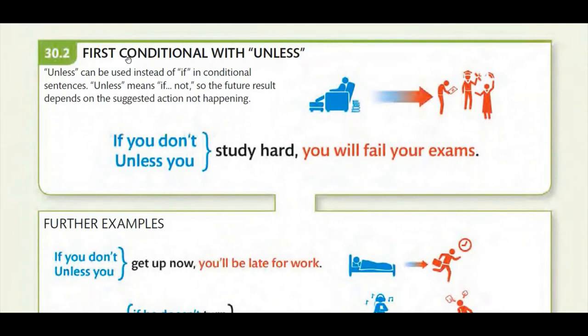Okay, so this is first conditional with unless. Unless can be used instead of if in conditional sentences. Unless means if not, so the future result depends on suggested actions not happening. If you do not study hard, you will fail your exams. It means you should do this action now and these are the future results. So let's use unless. Unless you study hard, you will fail your exams.